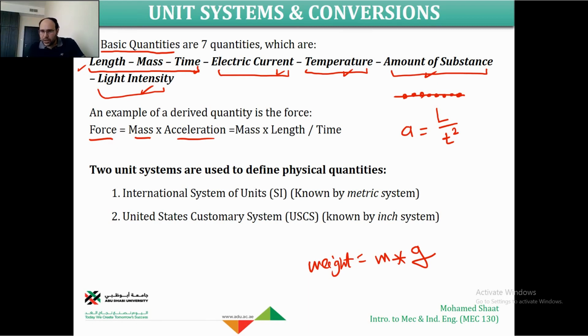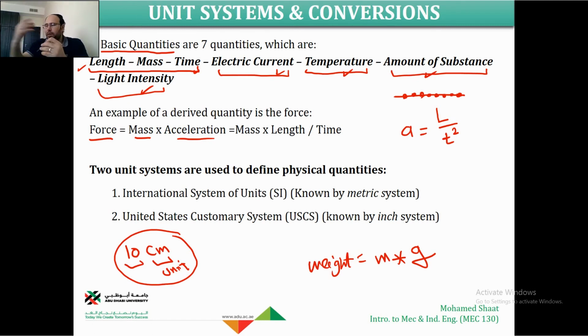So the centimeter, we do have here the physical quantity, which is the length, 10 centimeters. The centimeter is the unit, and this is the value of this physical quantity. Both are describing one single physical quantity, which is the length of this pen. Make sense? The same thing for the mass.